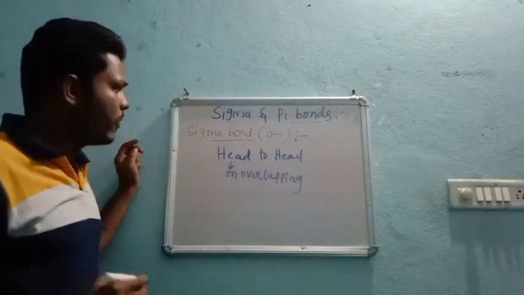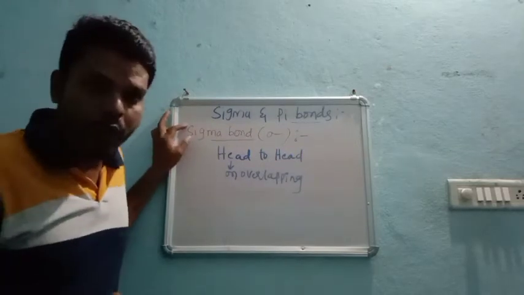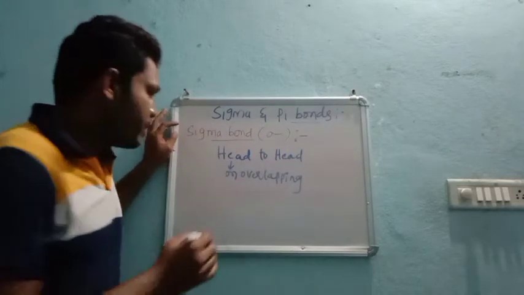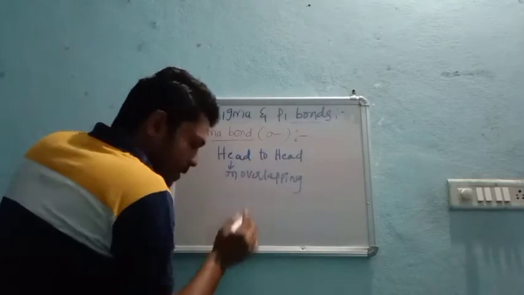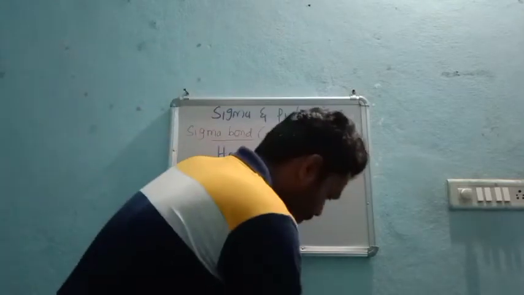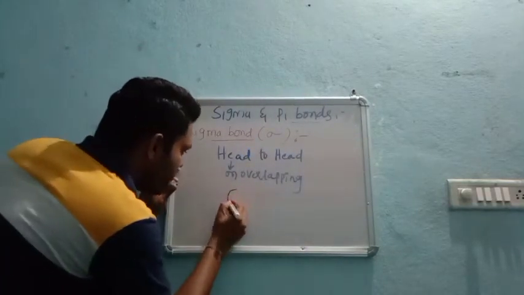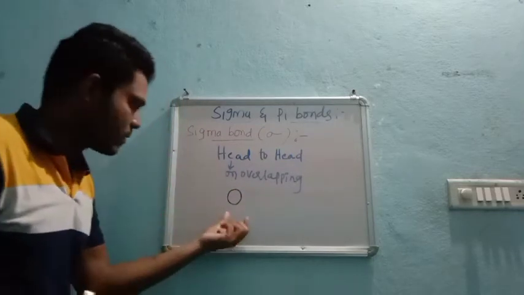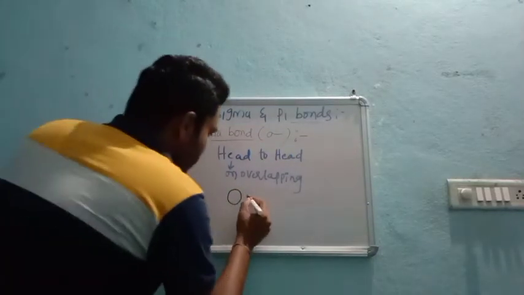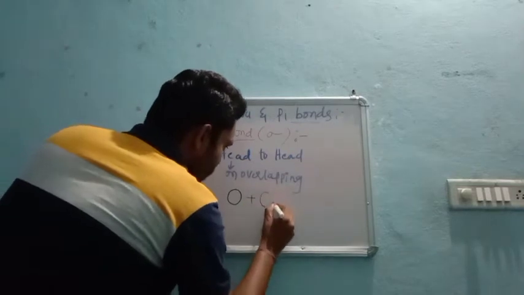So during the sigma bond formation, take this as one example, one atom and one more atom.